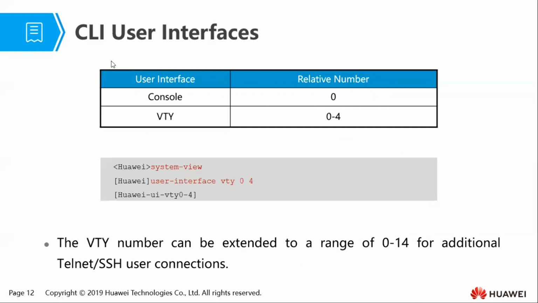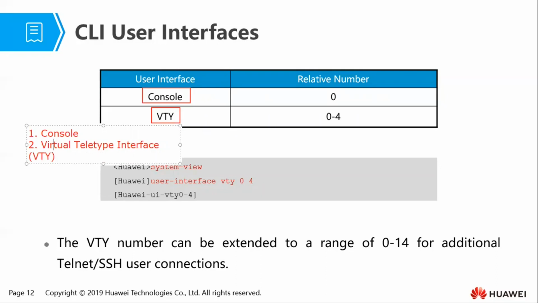Now, the command line interface provides us with 2 types of interfaces. One of them is called the console interface, and the next one is called the virtual teletype interface. So we have the console interface and the virtual teletype interface. This one is commonly referred to as VTI. This one is commonly referred to as CON.